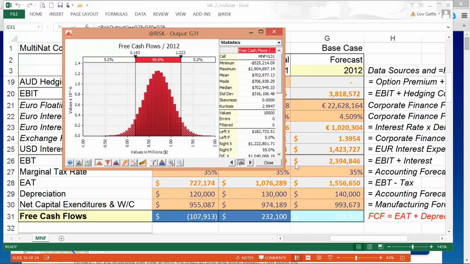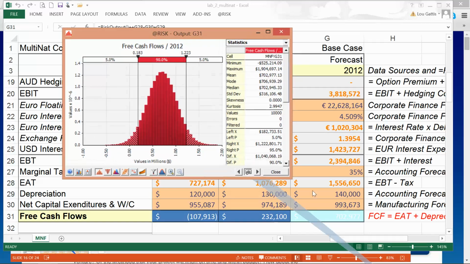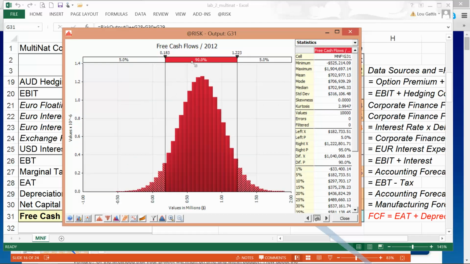What this graph here is are the 10,000 free cash flow estimates from @RISK. So mechanically, here's what's happening. When I hit go, run simulation, @RISK generates a random appreciation of the Aussie that has a mean of -4% and a standard deviation of 16. It's going to do that 10,000 times. These are the 10,000 cash flows, and these are in millions.